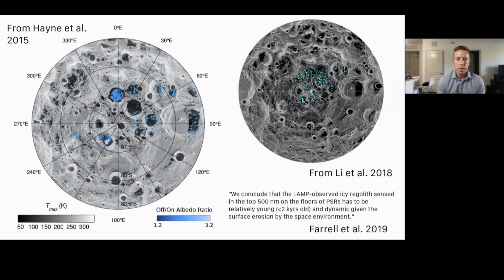Starting with the surface or superficial ice, what we seem to be seeing from data sets like LAMP and N-cubed is evidence for a very thin, patchy surface ice or frost layer distributed over the cold traps at both the North Pole and South Pole of the Moon. Bill Farrell and others have concluded that this is a very transient phenomenon, that this surface ice is less than a couple thousand years old. It's part of a very dynamic surface where ice may be churned up from depth, mobilized over the surface, and lost into space.